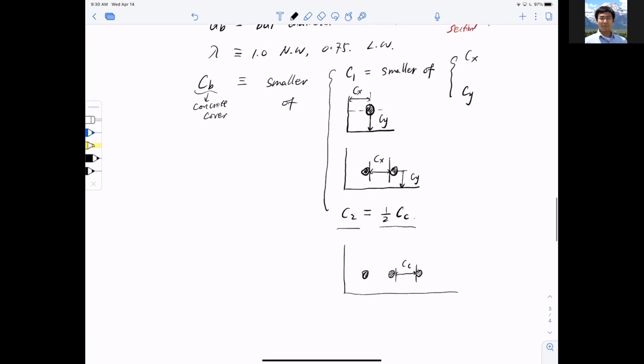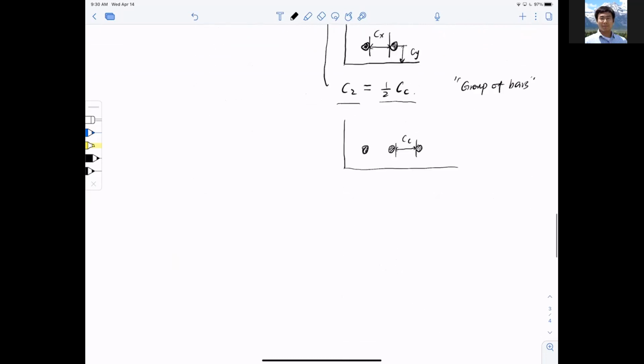So you can think of it, C1 is for a corner. C2 is for a group or bundle of bars. But that is the definition for CB, the concrete cover. All right, so these are these parameters.